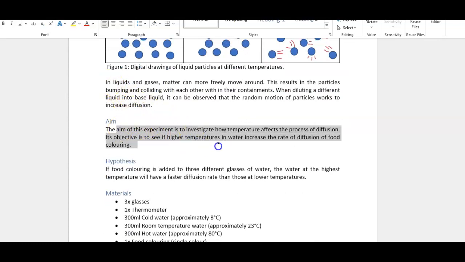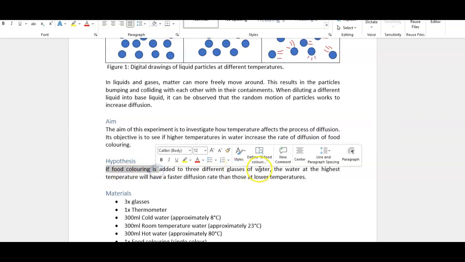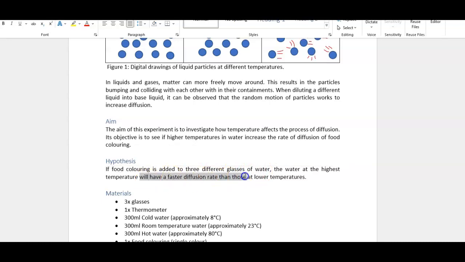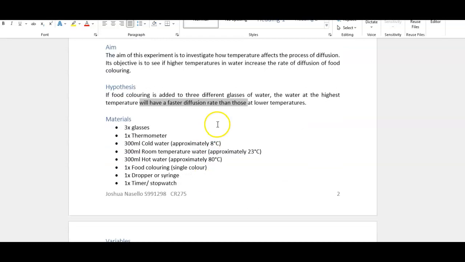Here's the aim. Succinct, it's clear, it doesn't need to be extensive, and he's given a hypothesis. If, then this will happen. So it's a correct hypothesis, and it's got a bit of a because.